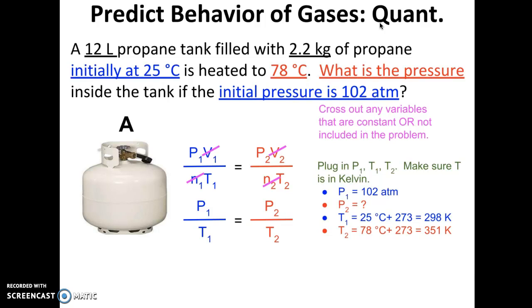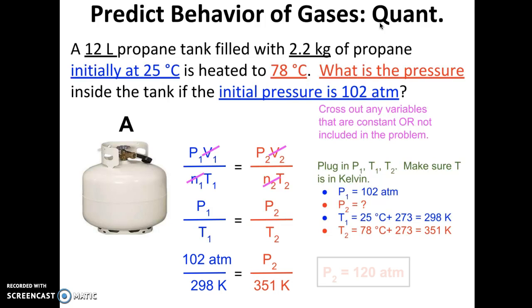So this should be the information that you're going to plug in. And once you plug it in, you can go ahead and solve using cross multiplication, and you get the pressure equals 120 atmospheres. If you need to pause this video to see that again and go through it line by line, that may be super helpful.